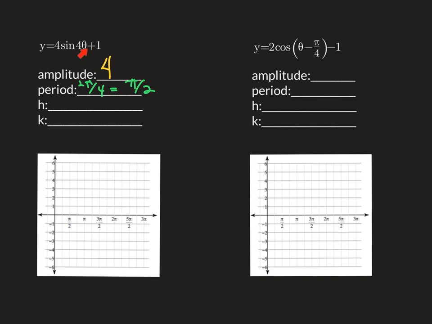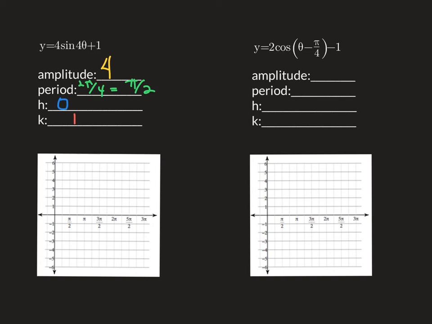So let's talk about h values. The h value, there is no h value because there are no parentheses. So there's nothing there for my h value. So the nice thing is it doesn't have a shift left or right, which means it's going to start at 0 and end at pi over 2 now. And then our k value. We do have a k value, and this time the k value is 1.